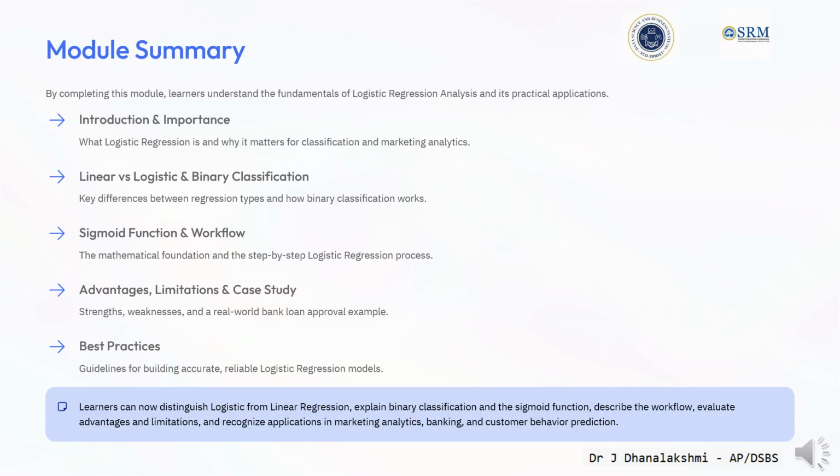Congratulations on completing Module 6 of Unit 4. In this lecture, we learned the fundamentals of logistic regression analysis, its importance in classification problems, the differences between linear and logistic regression, binary classification, the sigmoid function, and the complete logistic regression workflow. We also discussed the model's advantages, limitations, a real-world bank loan approval case study, and best practices for implementation. In the next module, we will study logistic regression as a classification technique, where we will explore confusion matrices, classification metrics, model evaluation, and practical application in marketing analytics and business decision-making.